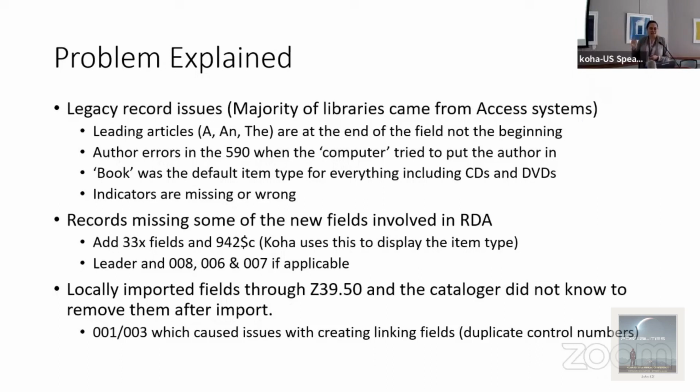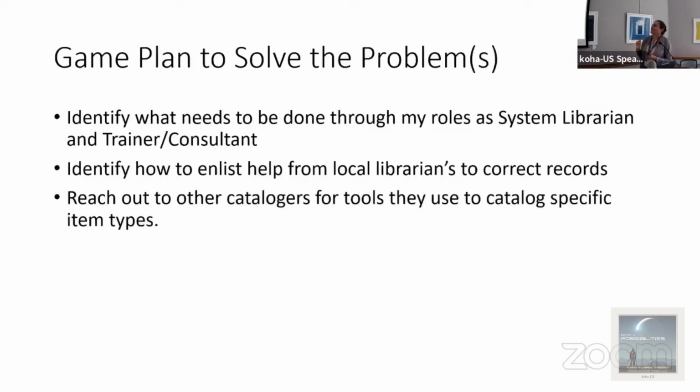And so I had to fix all that. So my game plan was to first identify what needs to be done. I'm both the systems librarian and the trainer consultant. So if I'm gonna do all this work, I don't want them to continue making the same mistakes as they did before. So I need to make this super duper easy.